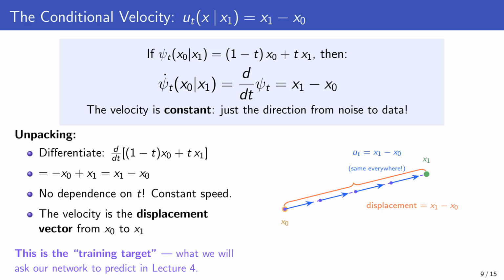This is important for a practical reason. When we get to training in Lecture 4, the neural network will need to predict this velocity, and what we are asking it to predict is simply the vector from x0 to x1. No complicated time-dependent formula. No ODE to solve. Just a direction. This is the training target. Given a noisy sample xt at some time t, predict x1 minus x0. That is what flow matching training boils down to.